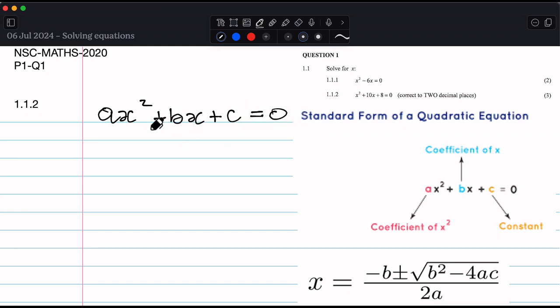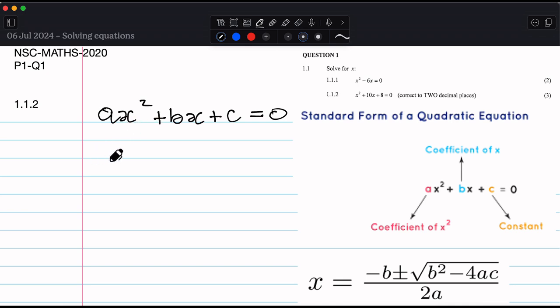Okay, so it's important that we always arrange our terms in this form, in standard form. We need to have our x squared term first, our x term second, and then our constant term third, right? In some cases, the quadratic equation will not be expressed in standard form like this. Let's look at an example.